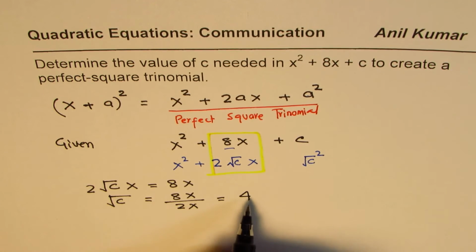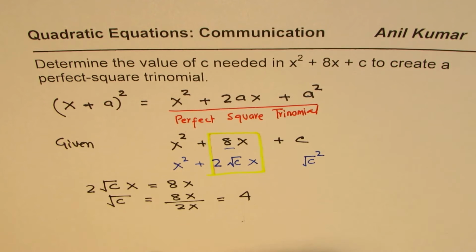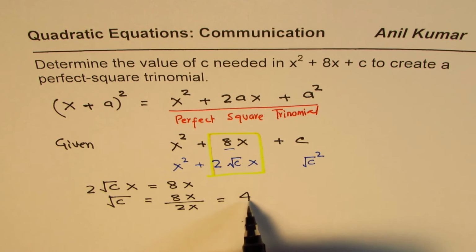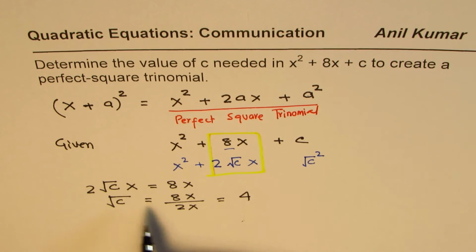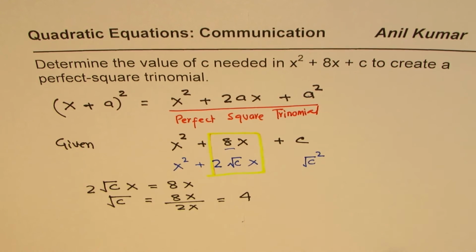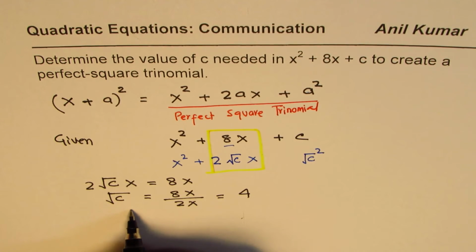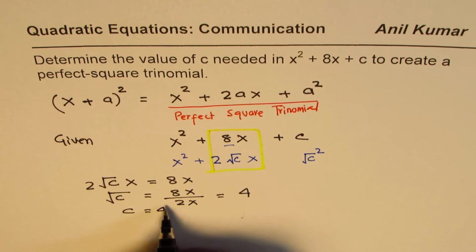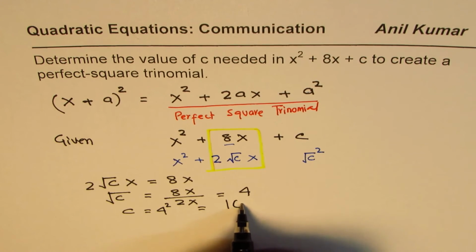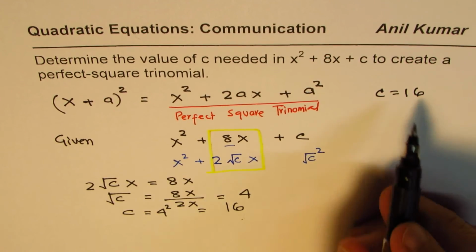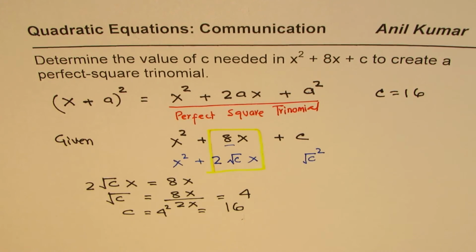So if square root of c is 4, what is c equal to? So this is what we have to figure out. C is the square of 4, correct? We have to square both sides. So c is equal to 4 squared, which is 16. Do you see that? And therefore, we get c as 16. Then it becomes a perfect square.